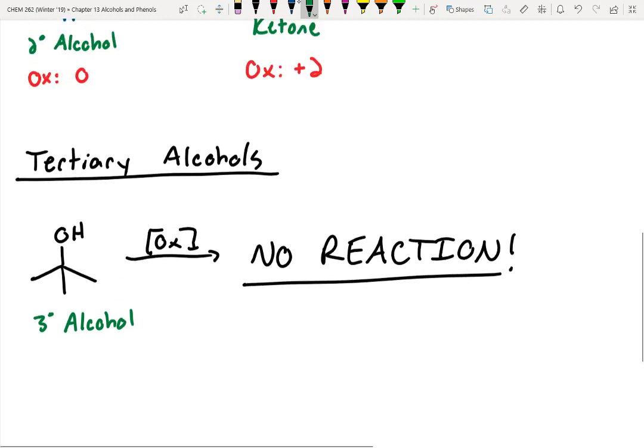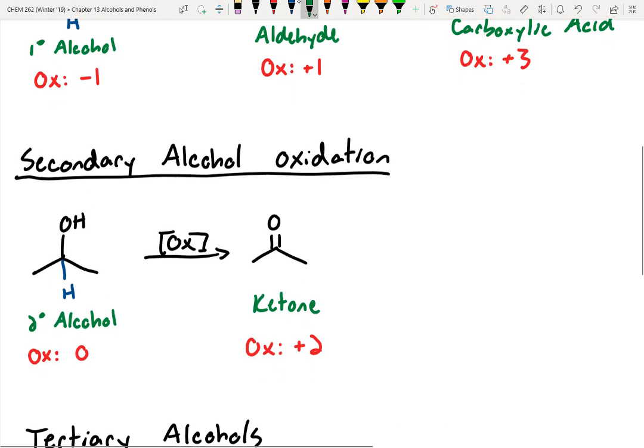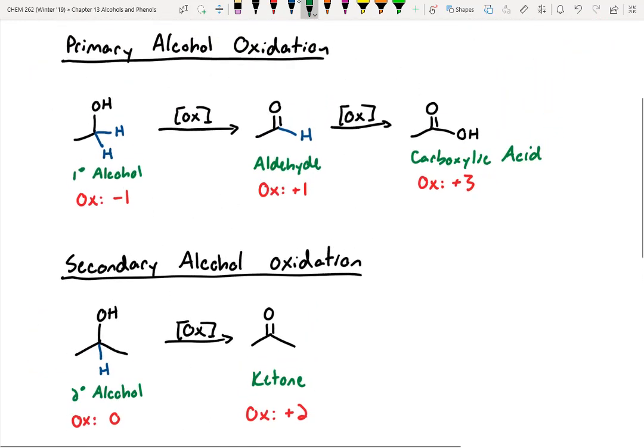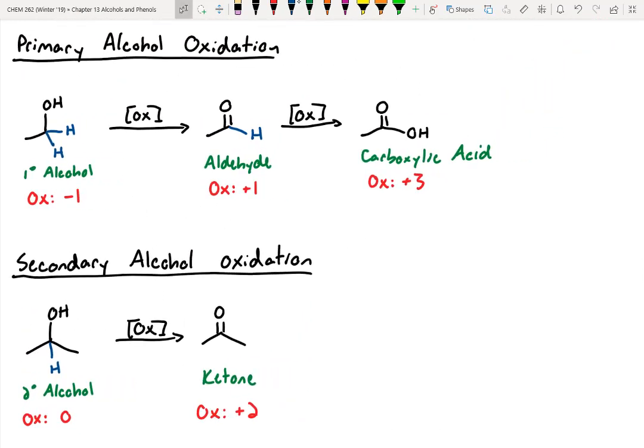All right, so now the question is, if we're only dealing with these primary and secondary alcohols, what sort of oxidant do we need to accomplish each of these reaction arrows? I just put ox in a box. That doesn't really help anything.